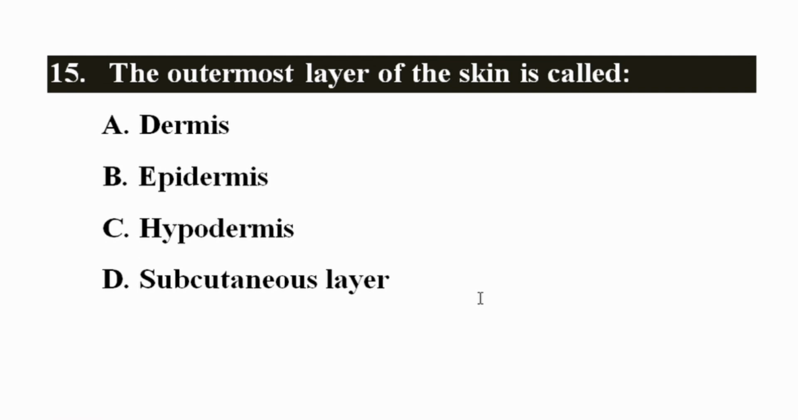The outermost layer of the skin is called... The right option is Beta, epidermis. The epidermis is the skin's outer protective layer.